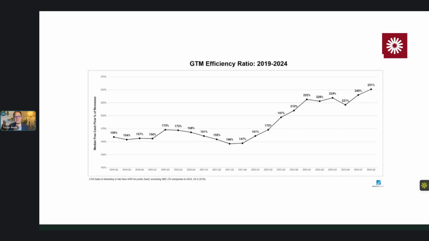And once again, the tip of the spear is: how do we get new ARR? How do we get new customers? How do we get new booked meetings, et cetera? So if you're feeling like, oh man, this is only getting harder, you're not alone. Everyone's experiencing that, especially in the public sector, right?